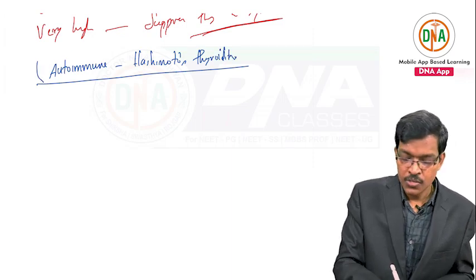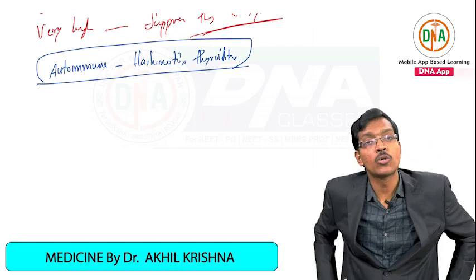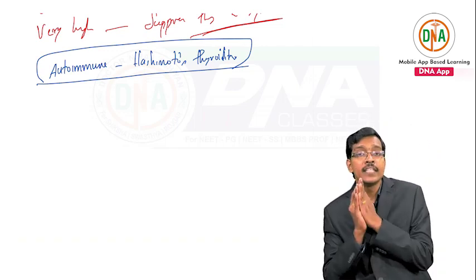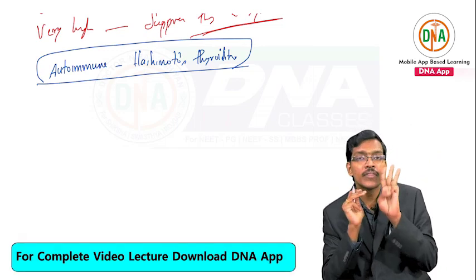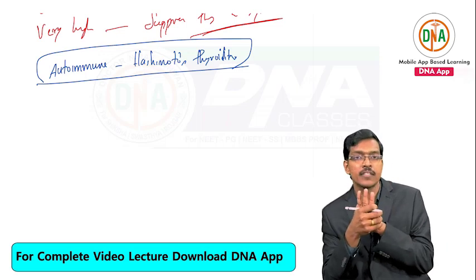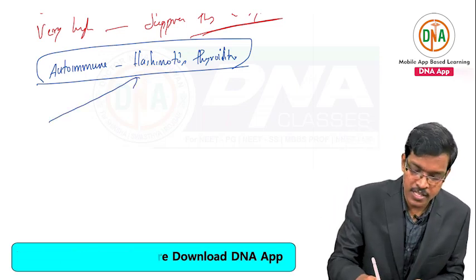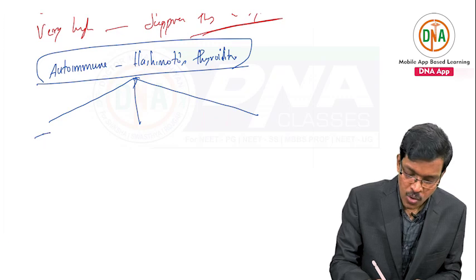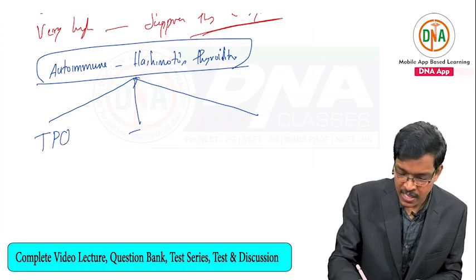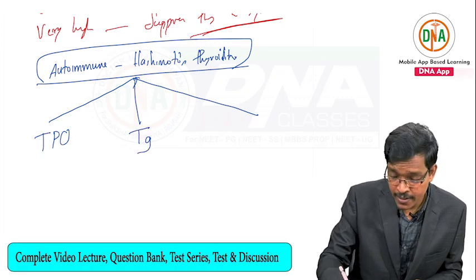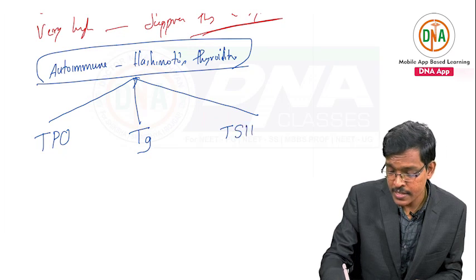In this group of autoimmune disorders, antibodies are produced mainly against three antigenic targets. The three antigenic targets against which antibodies are produced are: one is TPO, the second is thyroglobulin, and the third is the TSH receptor.